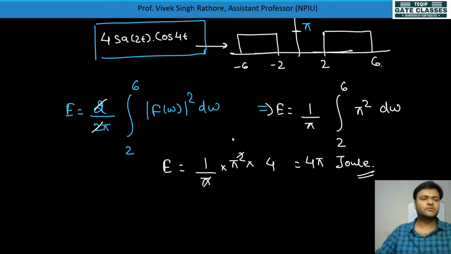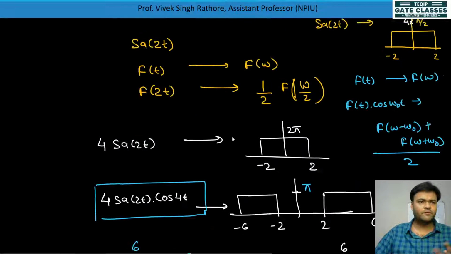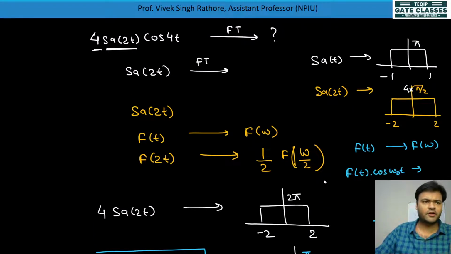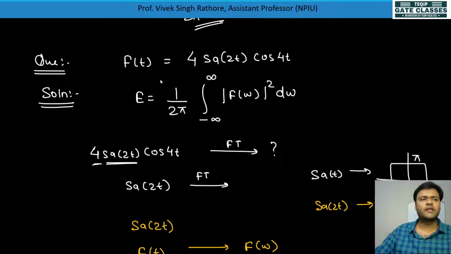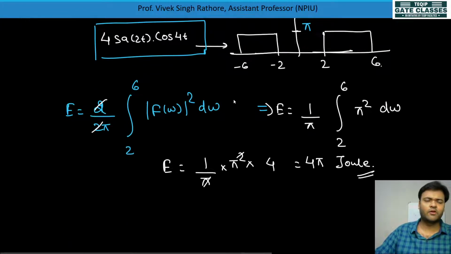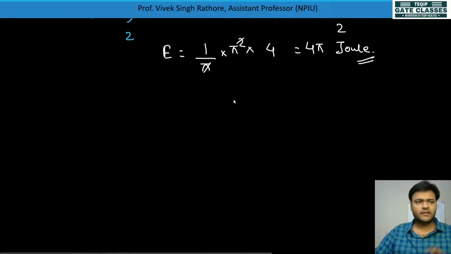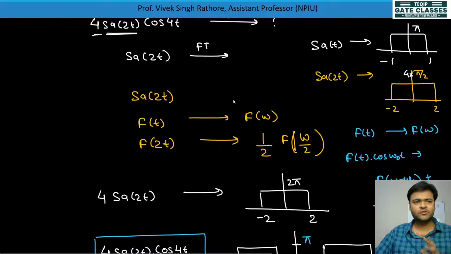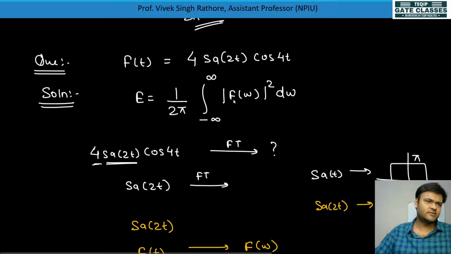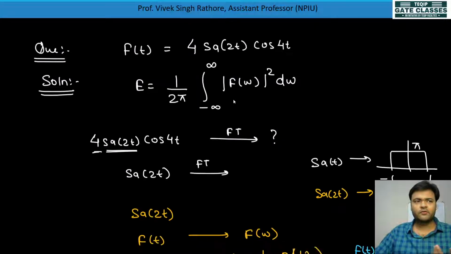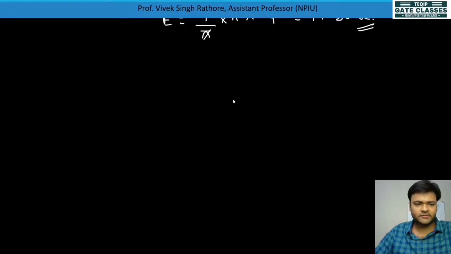So see, this is very easy to calculate if you know some properties of the Fourier transform. For any signal, even big signals, in a fraction of a second, just by applying some properties, you can get the answer directly. So I think by this question you must be feeling confident that now you can calculate energy by Parseval's relation.